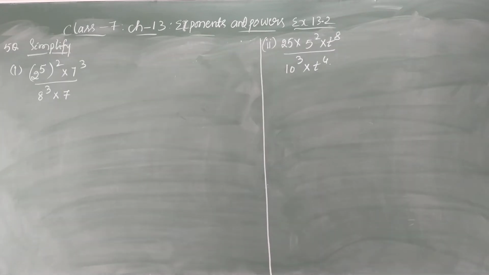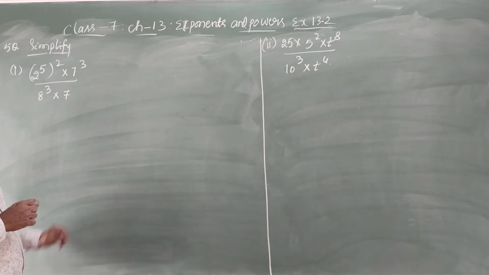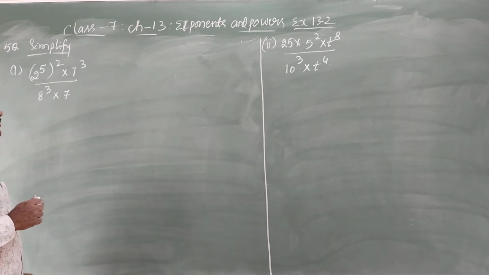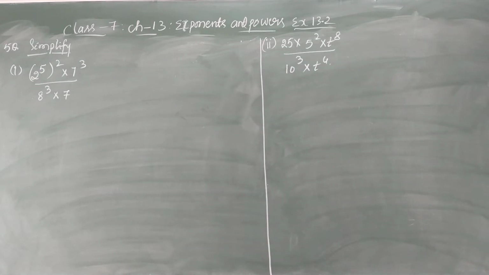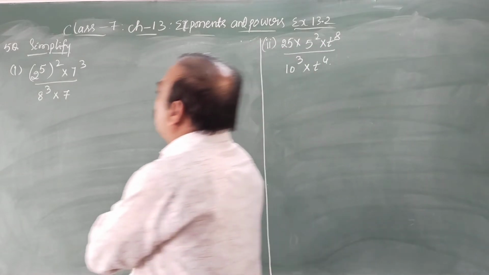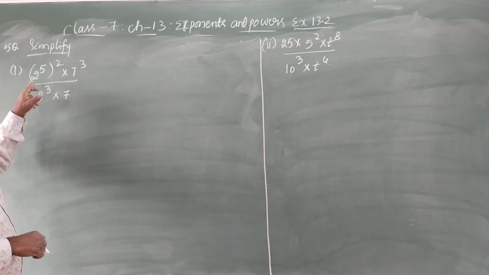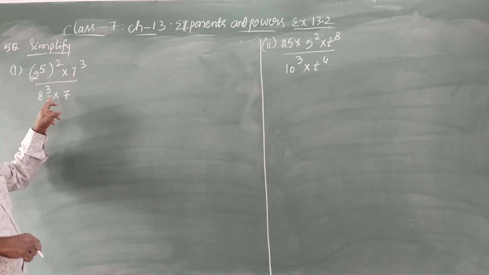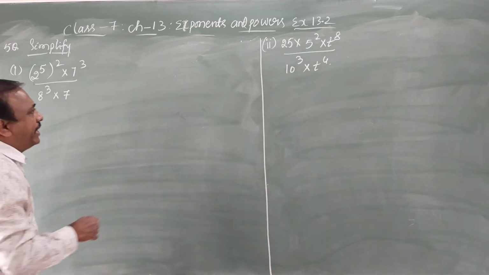Let us see question number 5. Simplify (2 to the power 5) whole to the power 2 into 7 to the power 3, by 8 to the power 3 into 7. He didn't ask for the exponential form. Simplify means we write it in the simplest way possible. Here 2 is a prime number, 7 is a prime number, but 8 is not a prime number. So only for 8 we have to do the prime factorization.